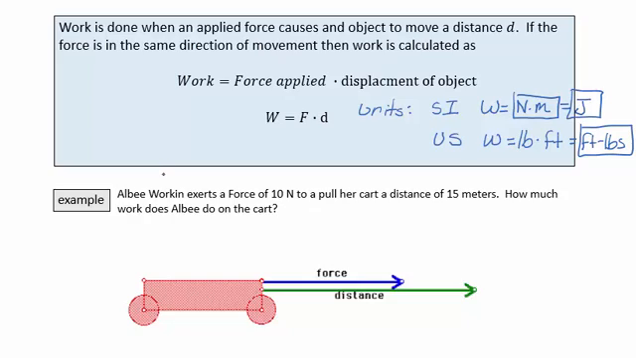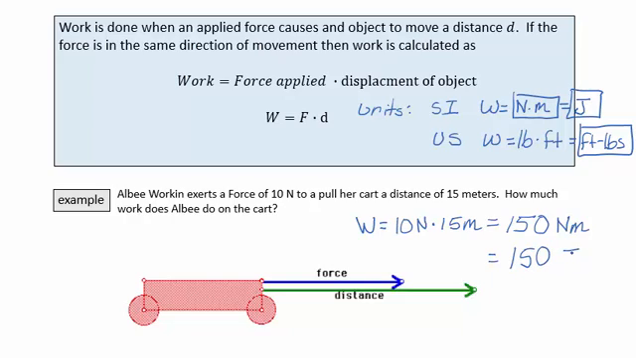Let's look at an example. Albie Workin exerts a force of 10 newtons to pull her cart a distance of 15 meters. How much work does Albie do on the cart? Well, our work is going to be our force of 10 newtons times our distance of 15 meters, and this will give us 10 times 15 is 150, and that would be Newton meters. Or if you'd like to, write it as 150 joules.